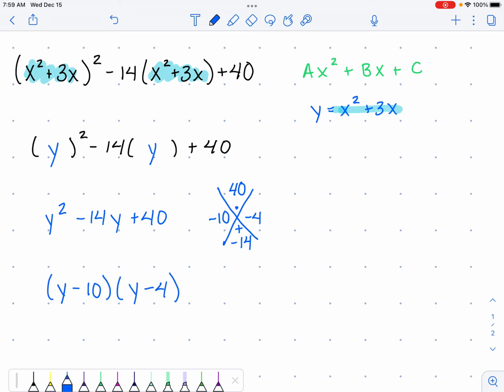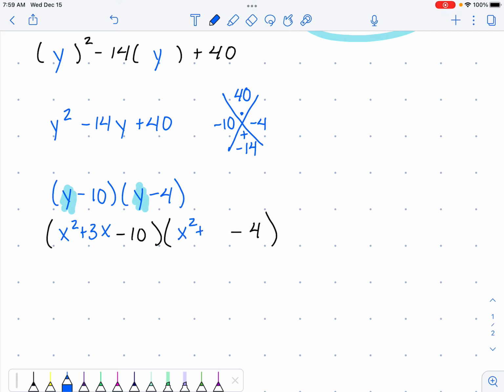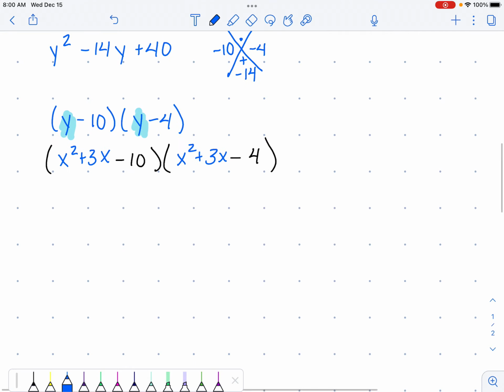Now that's great factoring, except for the fact that our problem started with x's and not y's. So we're going to go back through, and now where we see our y's, we're going to replace that with x squared plus 3x. So just setting up our formula here, where those y's are, I'm going to replace that with x squared plus 3x. And now my factors are actually trinomials again. So I'm going to see if I can factor these any further.